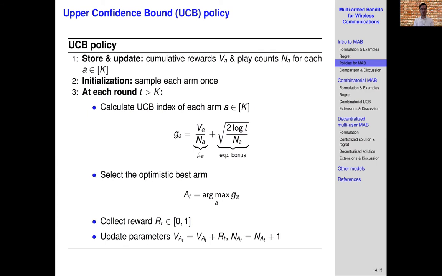The exploration bonus is inversely proportional to the number of plays of an arm. So if an arm gets played a lot of times, the exploration bonus is going to diminish. After calculating the indices, the policy at each round plays the arm with the highest index. Then it collects the reward of the played arm, and it uses it to update the parameters of the played arm.